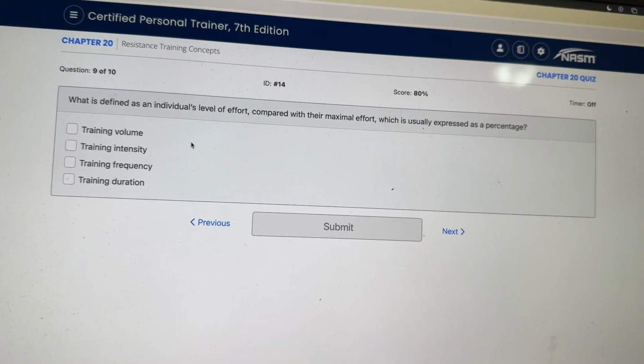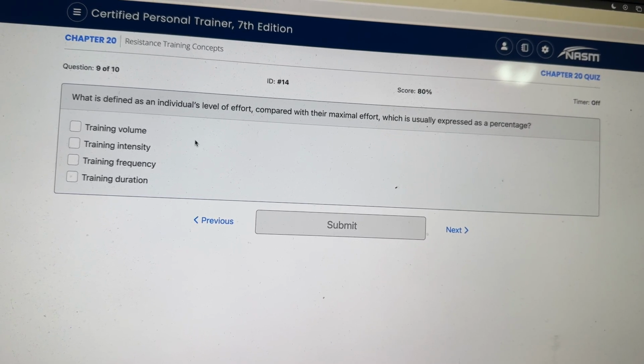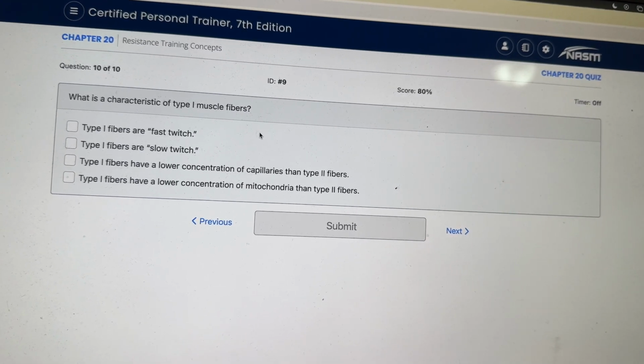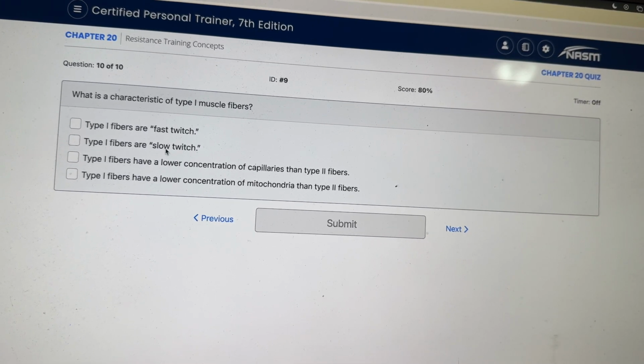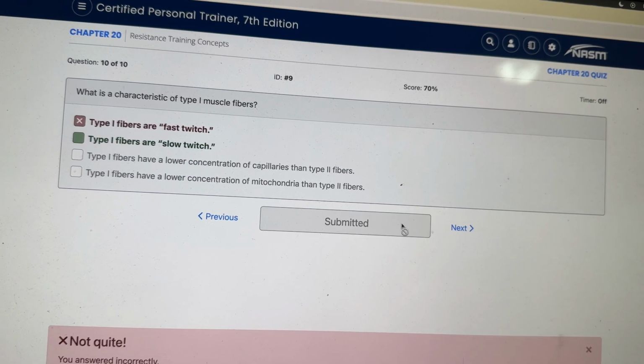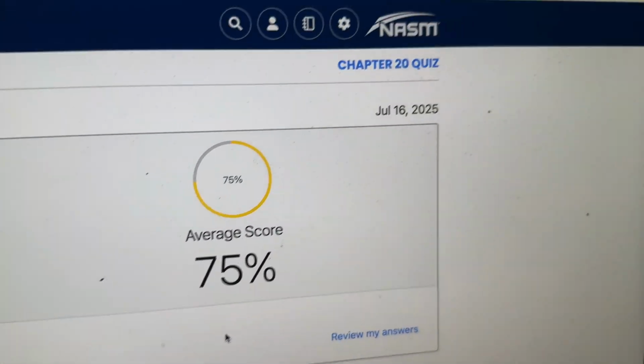What is defined as an individual's level of effort compared to the maximal effort, which is usually expressed as a percentage? I think it's intensity. What is a characteristic of type 1 muscle fibers? I think type 1 muscle fibers are fast twitch. Alright guys, I got 70. The average was 75. I think I still kind of passed.